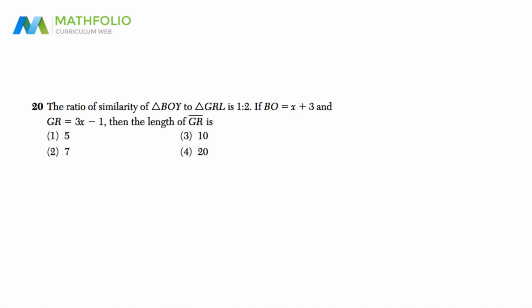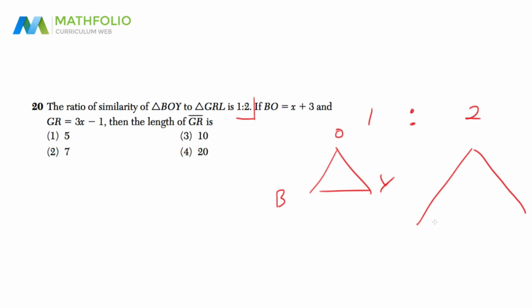Question number 20. The ratio of similarity between triangle BOY to GRL is 1 to 2. So I'm going to stop reading right there. BOY to GRL. So we've got to be a little careful. Which one's bigger? So 1 here to 2 here. So B to O, if that's 1, then G to R would be 2. So this is going to be double. So GRL.